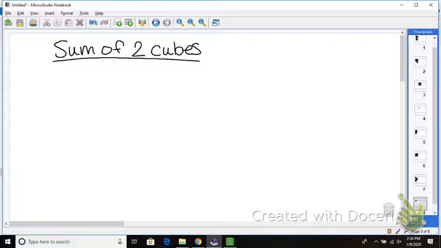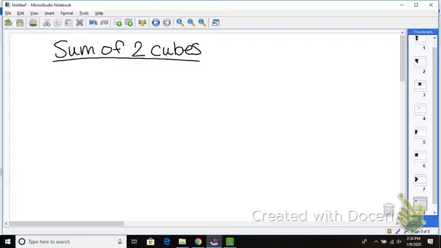Okay, what's another one? 64. What's the cubed root of 64? 4. 125, the cubed root of 125 is 5. Okay, what about 1? Is it a perfect cube? What's the cubed root of 1? 1. 1 times 1 times 1 is 1.